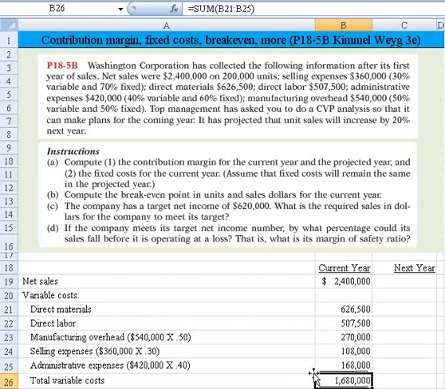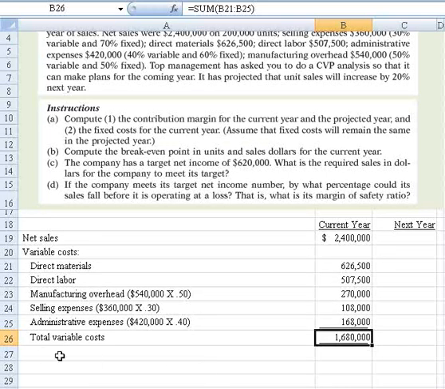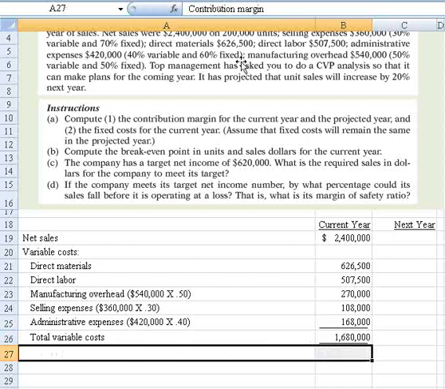Okay, so we've got a total variable cost of $1,680,000. Now I'm going to slide and we'll lose a little bit of the screen, but that's okay because at this point we're able to come up with a contribution margin equal to $720,000. Okay, compute the break-even. Wait, it also says compute the projected year, so let's do that next.